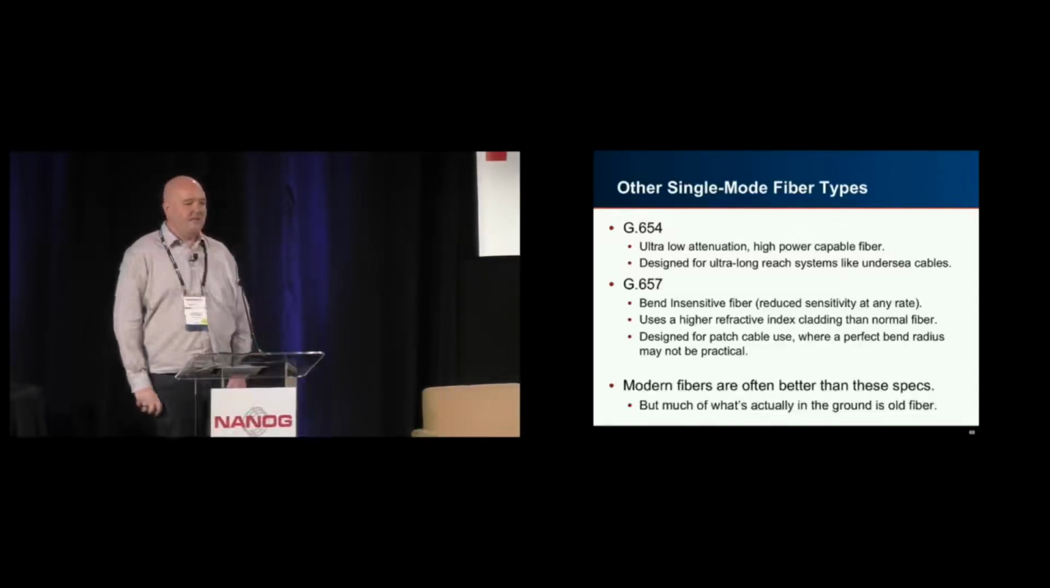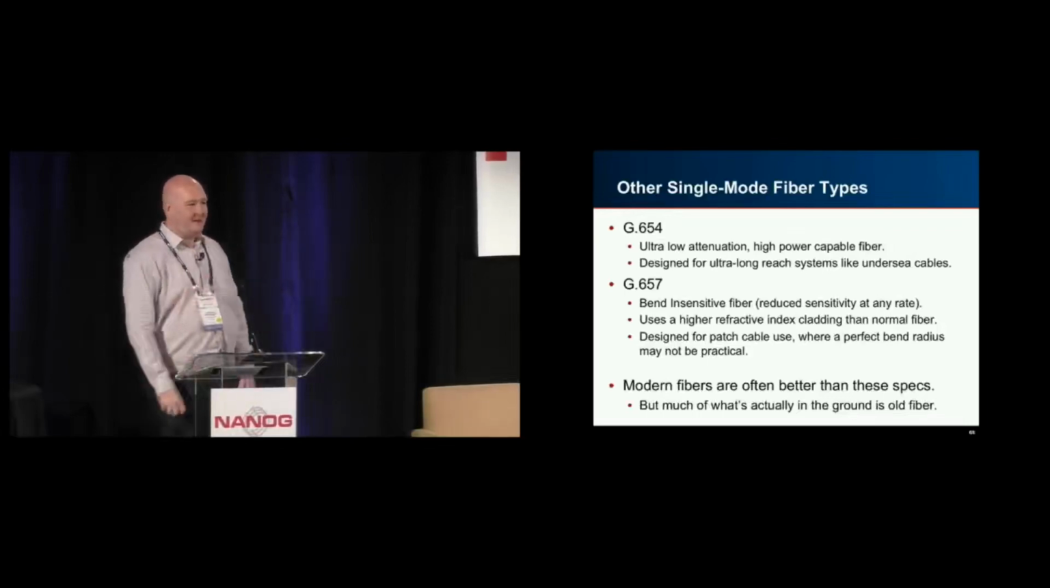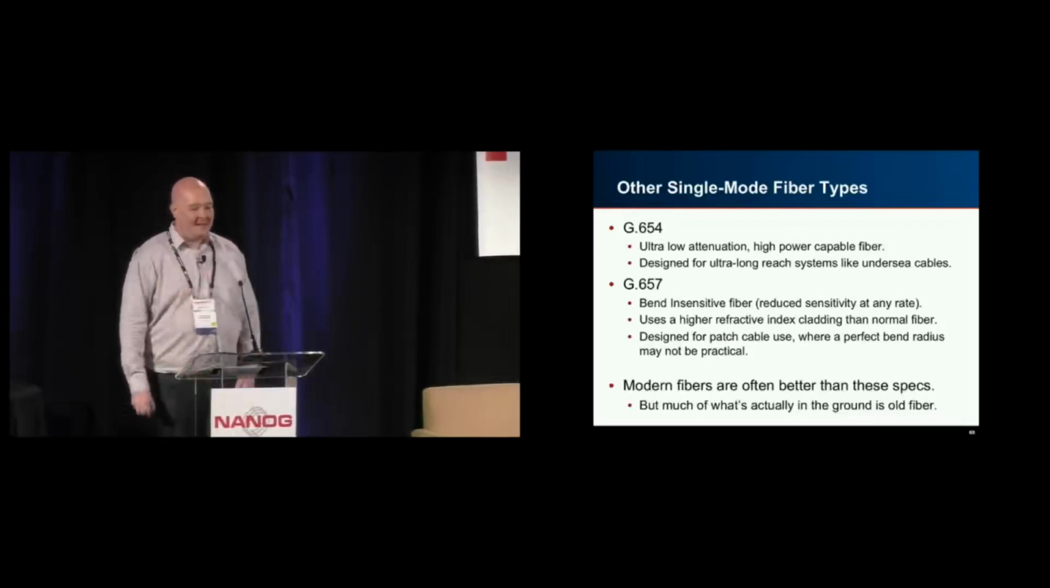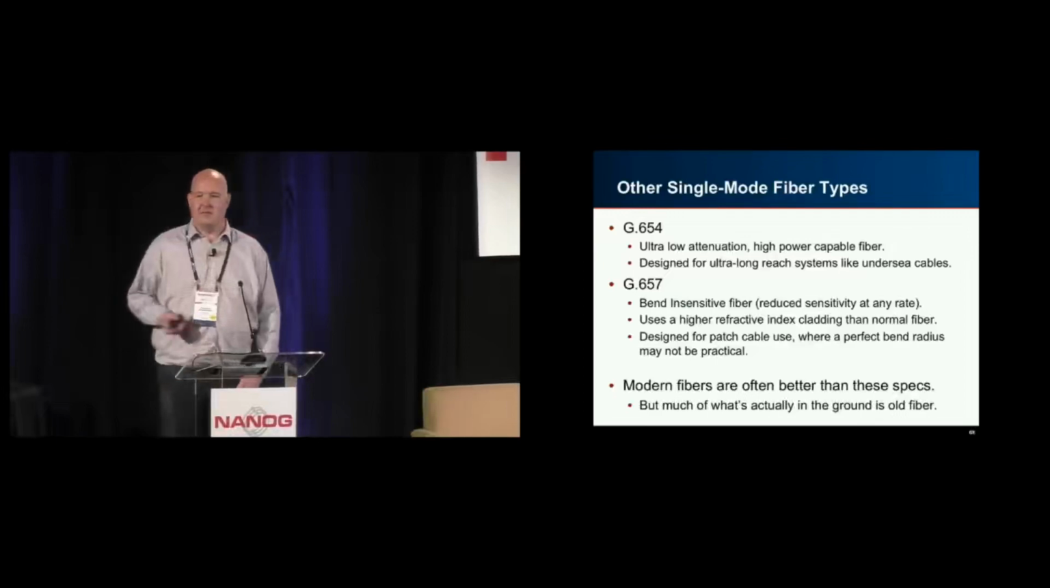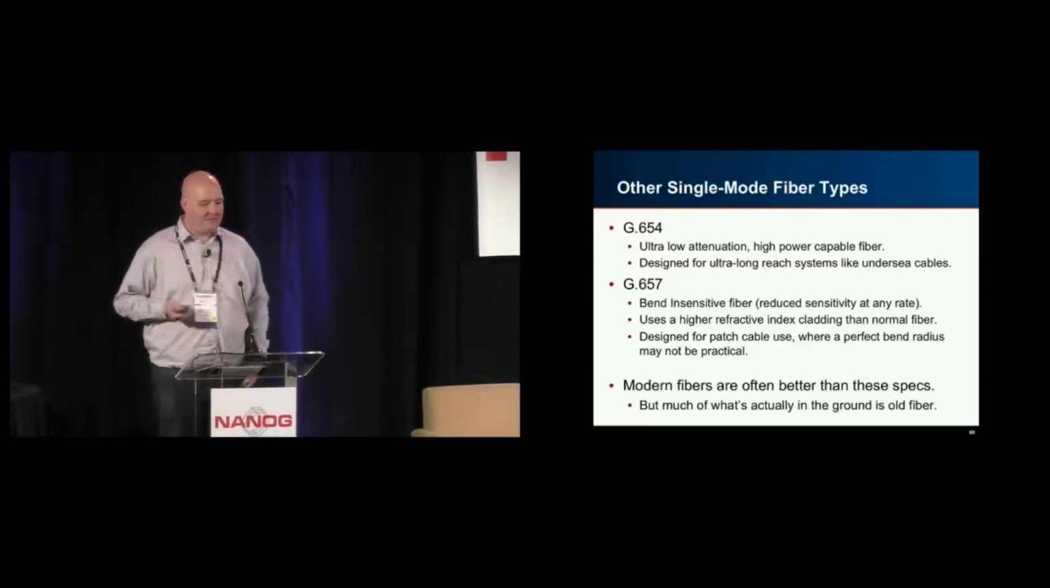And G657 is your bend insensitive fiber. This is the stuff that you'll see at data centers. This is the stuff that you'll see anytime you have humans around it. If you just have regular fiber, it's actually very sensitive to being bent. If you bend it just a little bit too far, the light will actually leak out the sides. So you really want your patch cables to be made from G657. It's pretty much the only way to do patch cable type stuff.